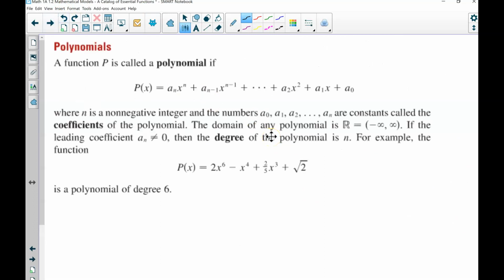Now then we have another model which is called a polynomial, and a function p is called a polynomial if you have the following, where n is a non-negative integer and the numbers a0, a1, a subscript 2, up to a subscript n are constants called the coefficients of the polynomial. The domain of any polynomial is all real numbers. If the leading coefficient does not equal 0, then the degree of the polynomial is n. For example, the function p of x, which is equal to 2x to the 6th minus x to the 4th plus 2/5 x cubed plus the square root of 2, is a polynomial of degree 6.